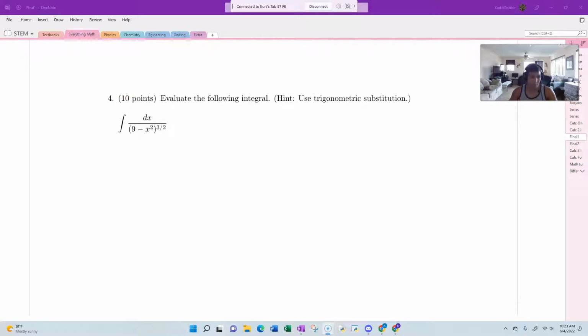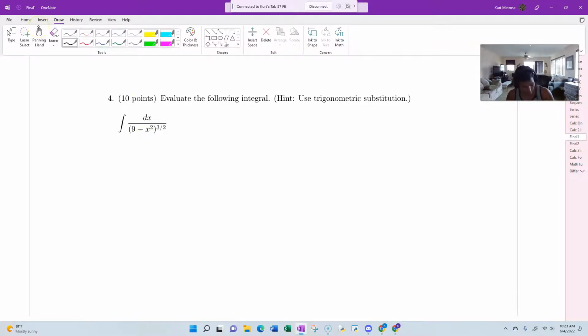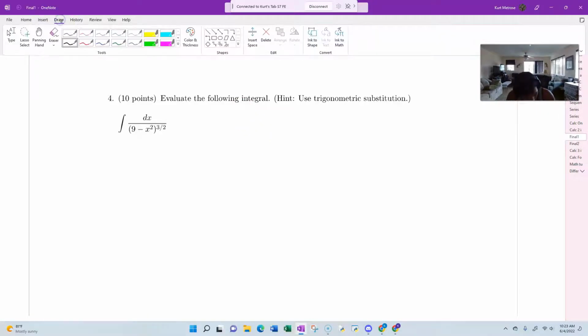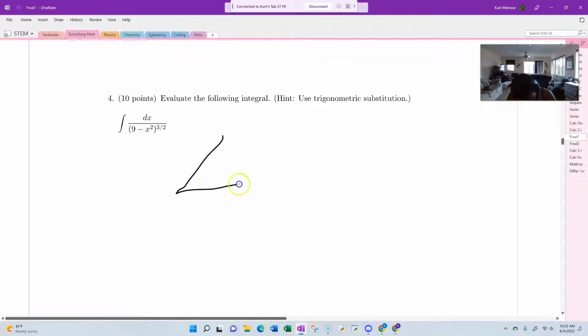Okay, so this next problem, let's try to do it. Now, these types of integrals are not that easy. The trig substitutions are not that easy to do, but it gets easier if you can draw a triangle. For some reason I couldn't draw a triangle earlier.